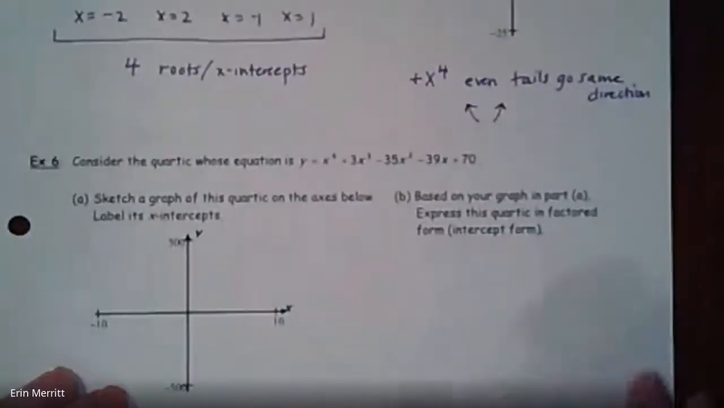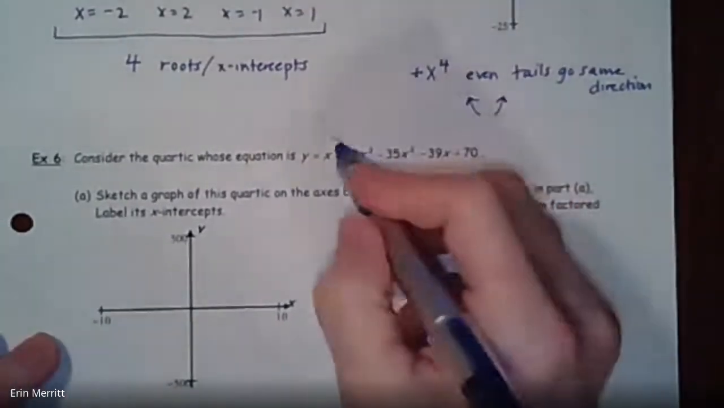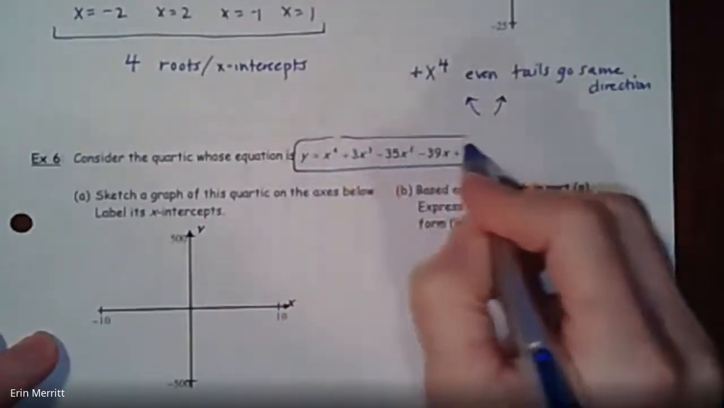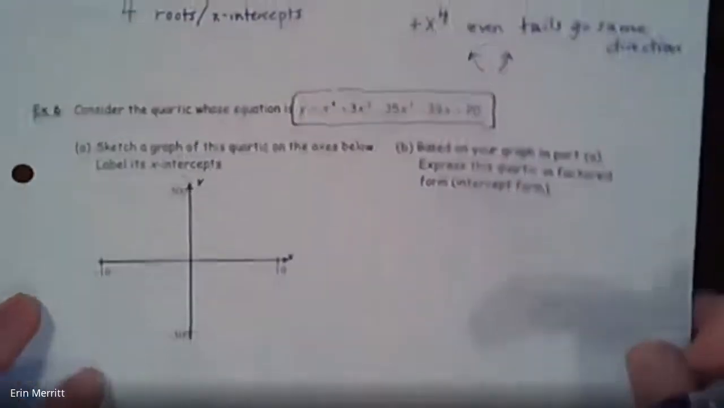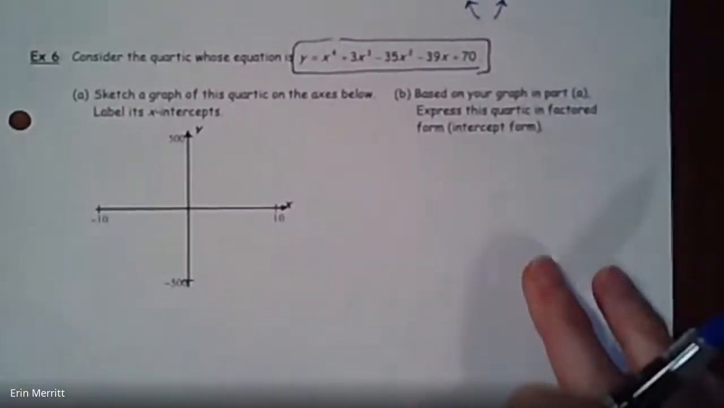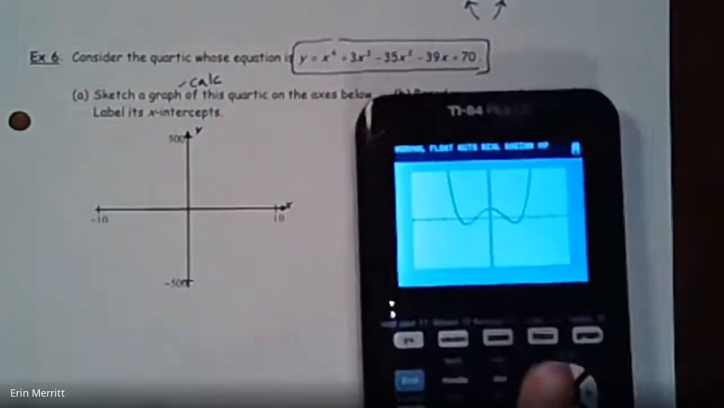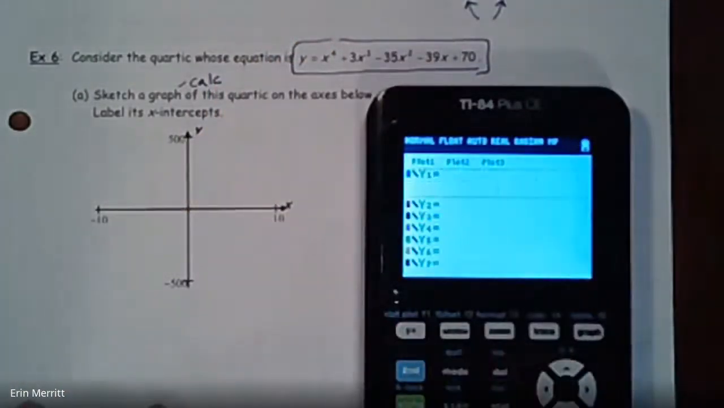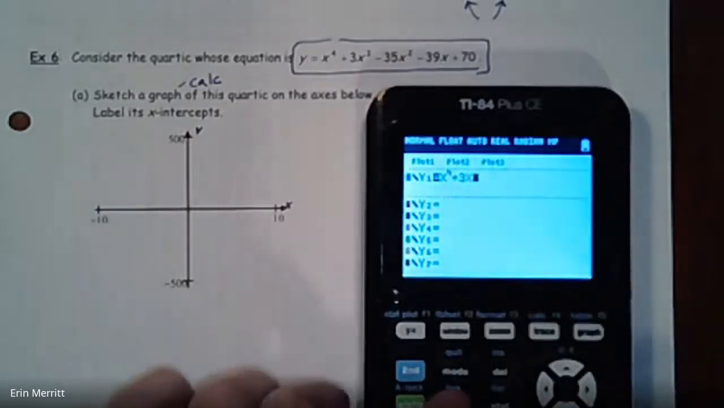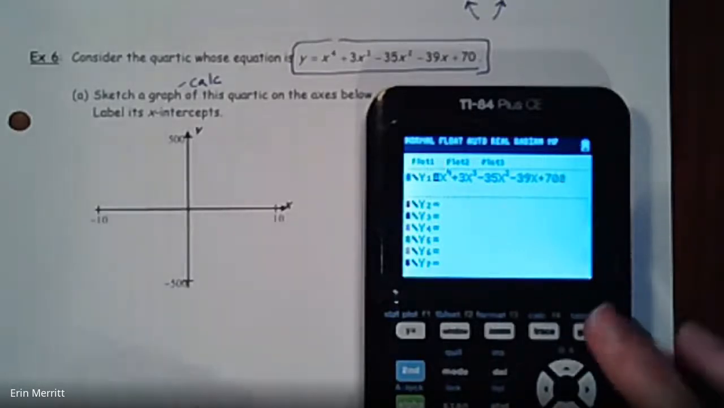All right, let's try this next one. This one, we got a big old equation here. It says sketch the graph on the axes, label the x-intercepts. All right, we are going to use the calculator this time. So if we grab the calculator, let's go right back. Let's get rid of this. We got an x raised to the 4th power, minus 35x squared, minus 39x, and plus 70. All right.